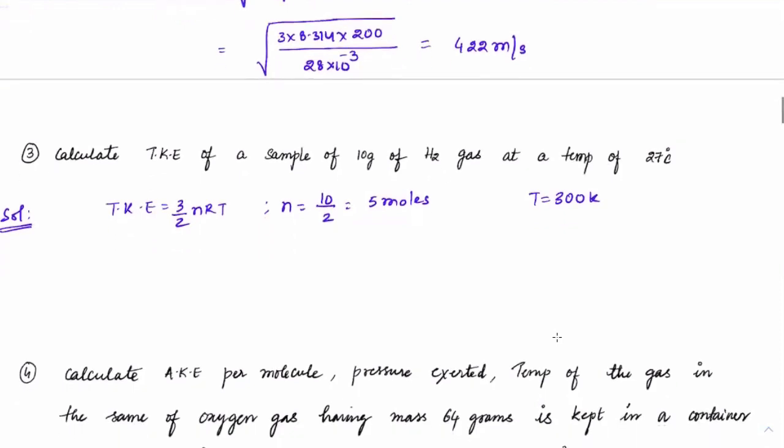So what do we get? Total kinetic energy is equal to 3 by 2 times 5 into 8.314 into 300. This is what you will substitute. On doing that, approximately you will get this as 18.7 kilojoules, because everything is coming in joules, so you take 1000 out, and that will become 18.7 kilojoules.